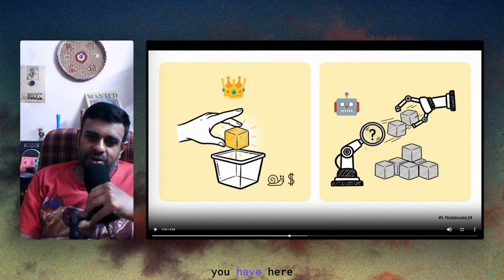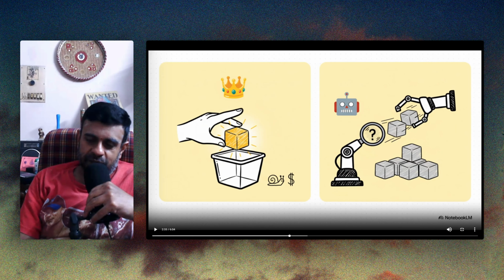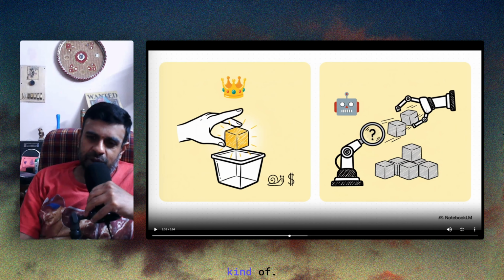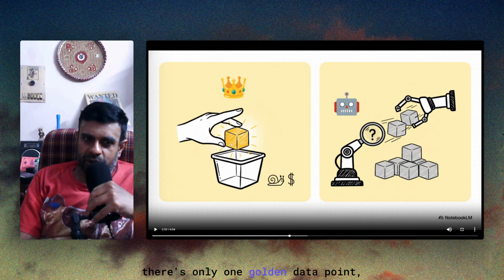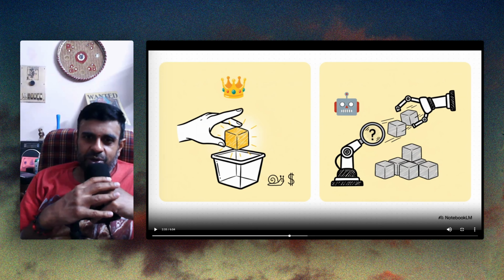And then you have here that they're indicating some kind of a robot, but it's also not directly a robot. So it's kind of a machine which keeps generating these silver data sets. And then they try to indicate it via another machine which is collecting them, and you have these silver data. So here, another critical point is that there's only one golden data point, right? Whereas here, it's possibly cheap. They didn't indicate it as cheap, but you could generate many of them synthetically. Quickly, you can generate a large set, right? So that's the other one.